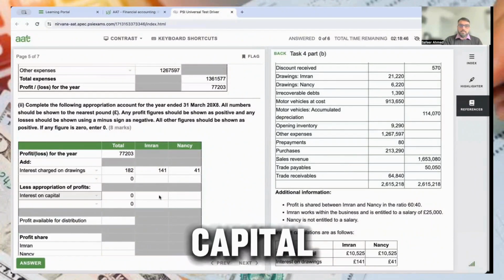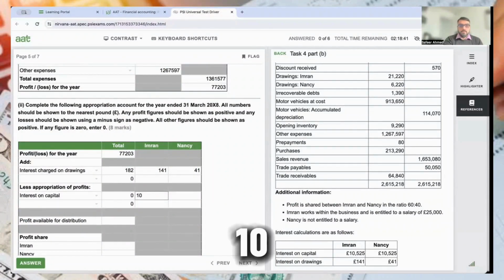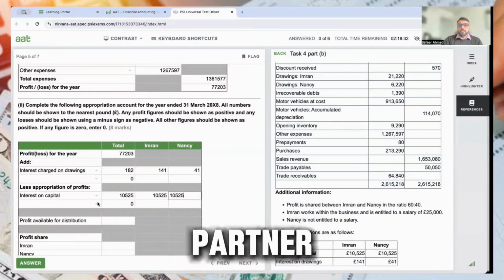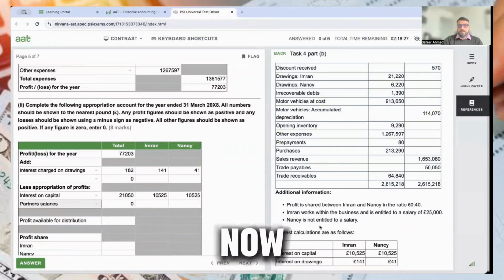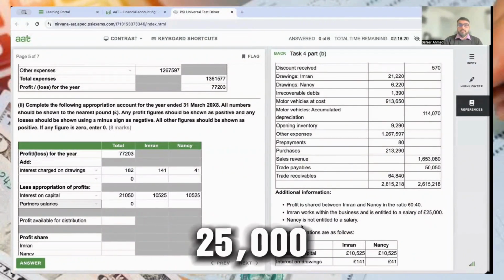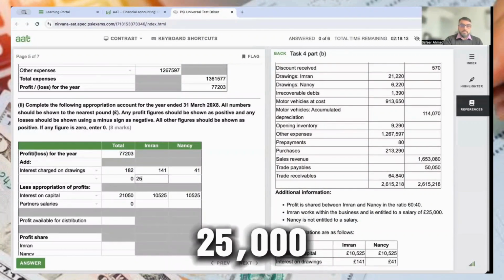So interest on capital, again, those amounts are given to you here, which is 10,525, and again 10,525 for the other partner. And then in terms of the partner salaries, now you can see that Imran works within the business and is entitled to a salary of 25,000. Nancy is not entitled to a salary. So only one person is entitled to salary, which is 25,000.